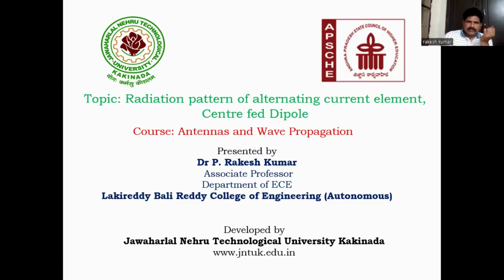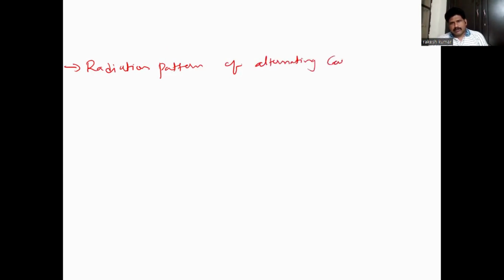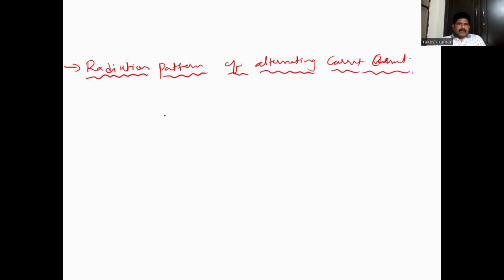So let us first discuss the radiation pattern of an alternating current element, also called a potential dipole or small dipole, that is nothing but a Hertzian dipole. Okay, so the radiation pattern of an alternating current element.